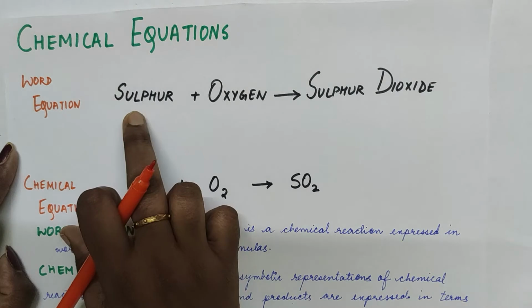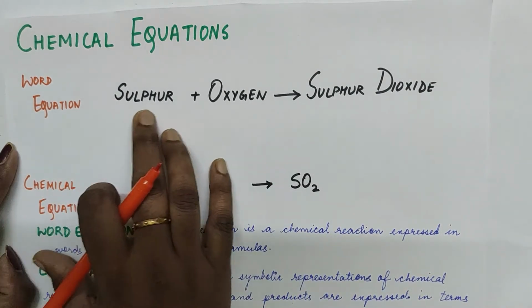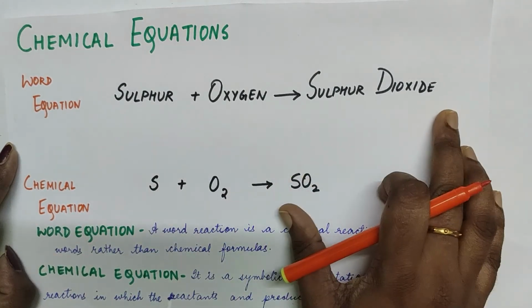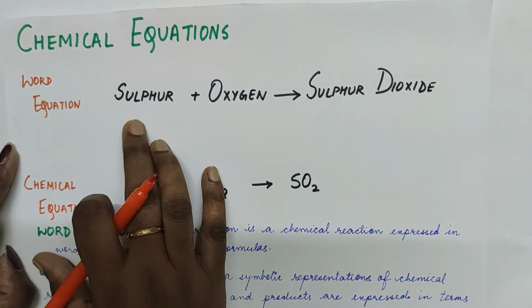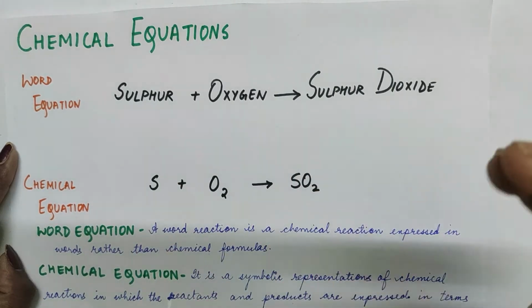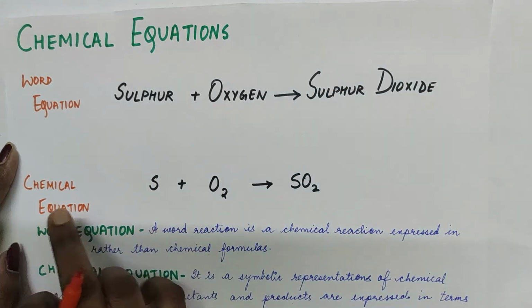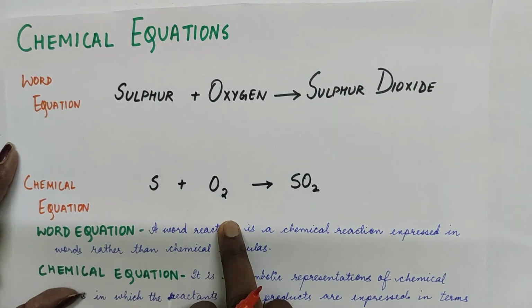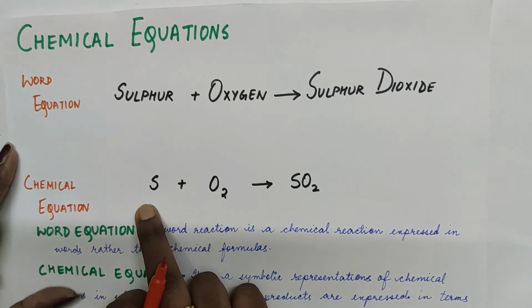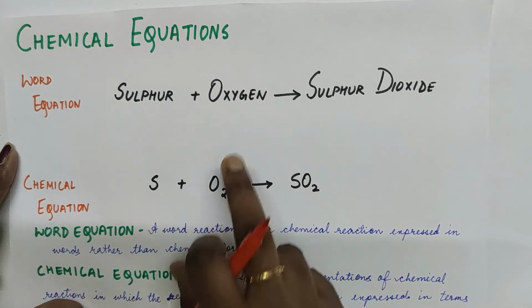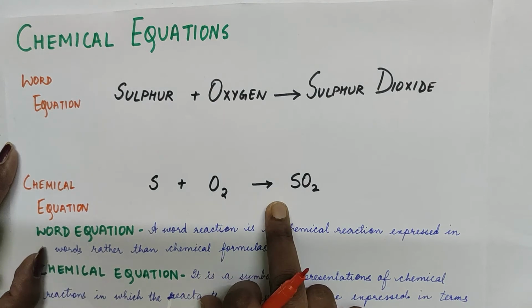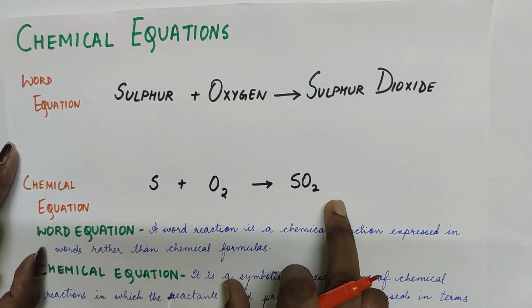The word equation is one in which we write the complete equation in the form of words. Like for example, sulfur plus oxygen reacts to form sulfur dioxide. That's the word equation. If the same thing I want to represent in the form of a chemical equation, I will write S, sulfur, plus oxygen, O2, reacts to form SO2, that is sulfur dioxide.